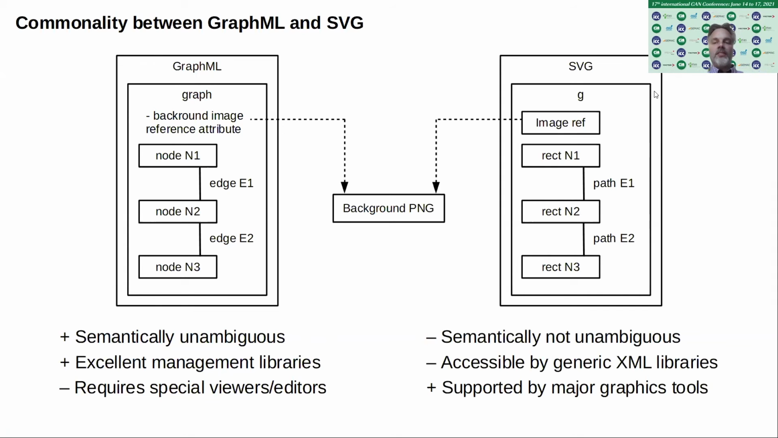And SVG, it's semantically not unambiguous because it's not dedicated for structural description. It's more oriented for representation of vector graphics. But it's accessible by generic XML libraries, no problem. And also, I would say that major vector graphics tools are supporting SVG, so that was quite natural choice.